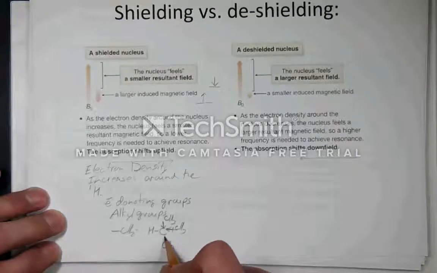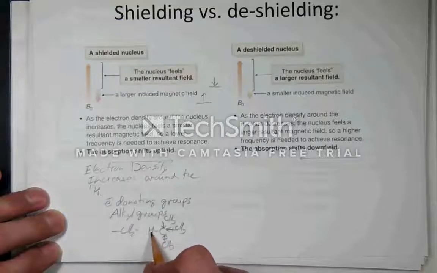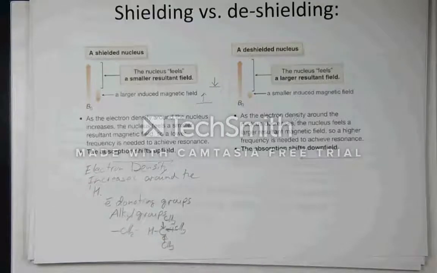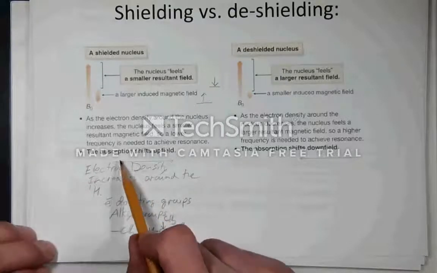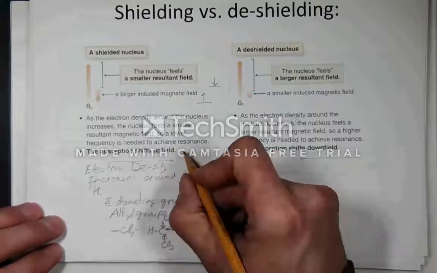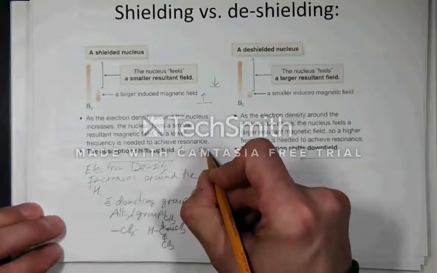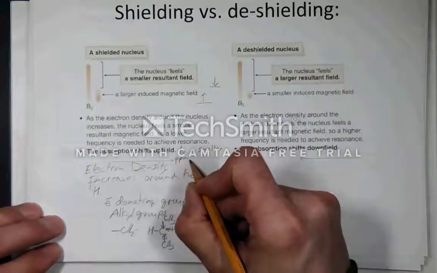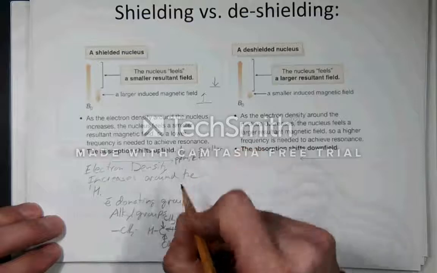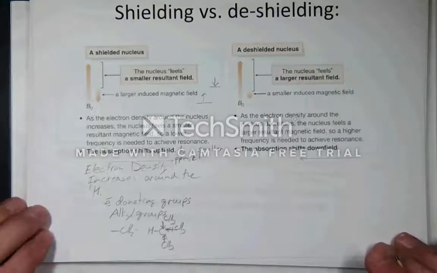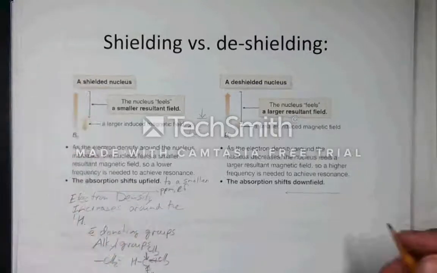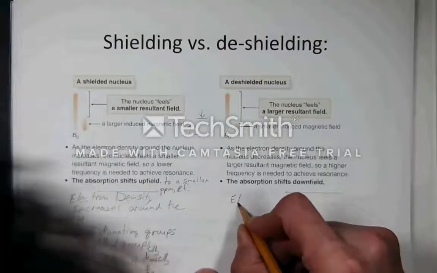They're donating electrons through these sigma bonds to this carbon, and that shields this proton. So it shifts the signal upfield to a smaller, we use again parts per million, or if you wish, a smaller radio frequency, so less energy. The opposite of this is when it's deshielded. Okay. So this is electron withdrawing.